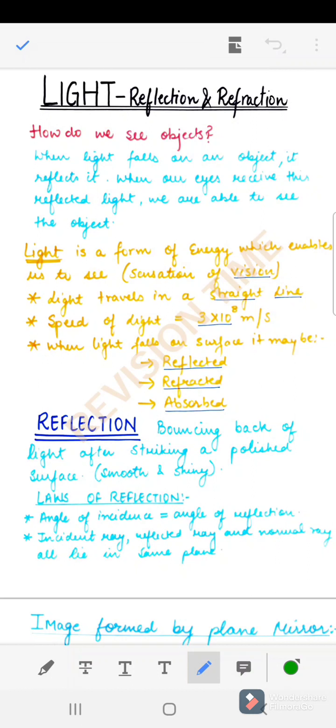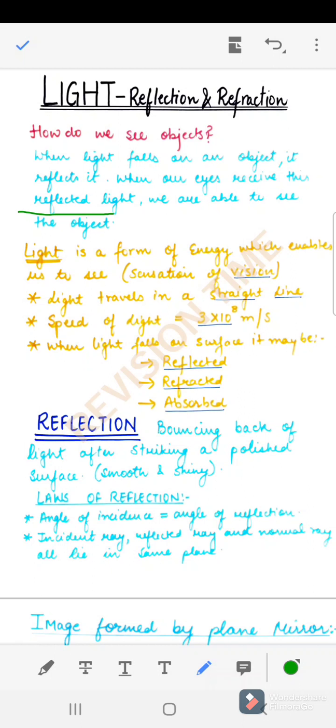So earlier we have completed life processes and chemical reactions and equations. And today I am starting with light, reflection and refraction. Have you ever wondered how we see objects? When light falls on any object, it tends to reflect, and when our eyes receive this reflected light, we are able to see the object.